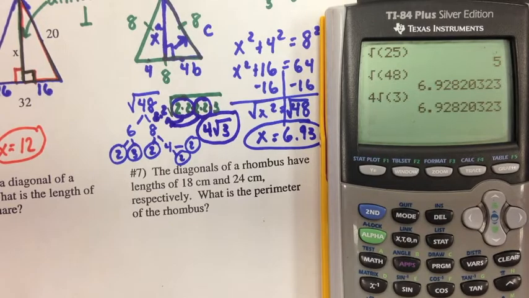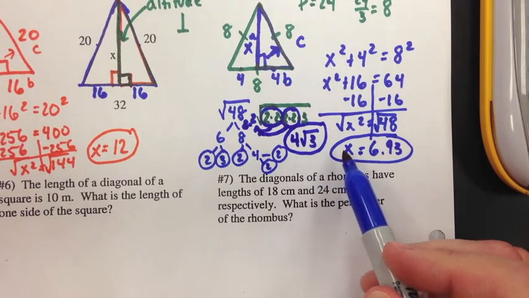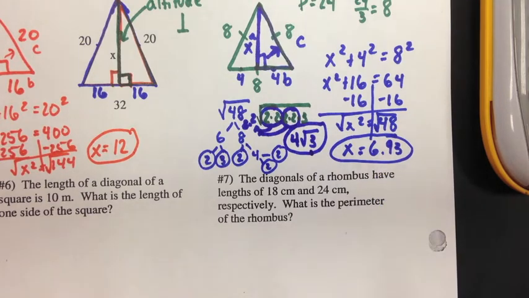Okay, so you've got two ways you can write this. Both of these are good. 4 root 3 is more exact. That's the exact solution. 6.93 is rounded. But you can write it either way.